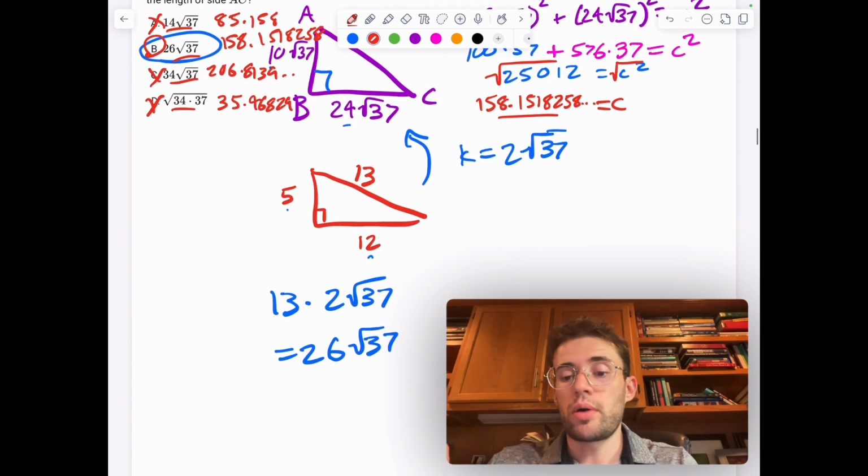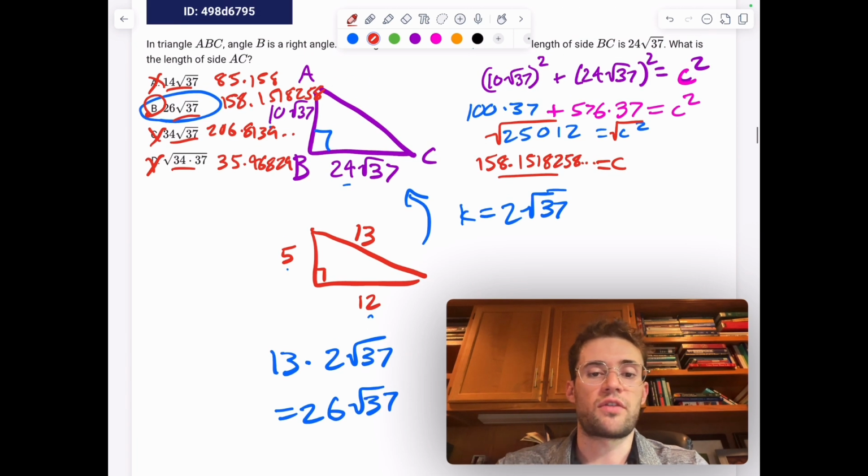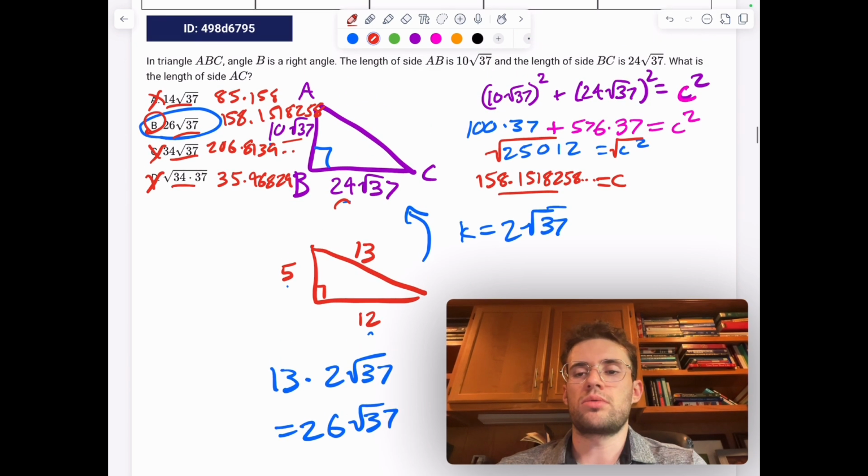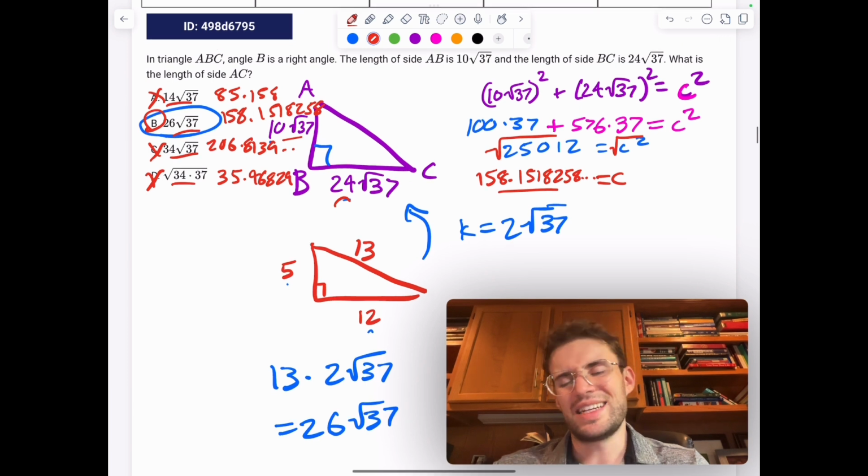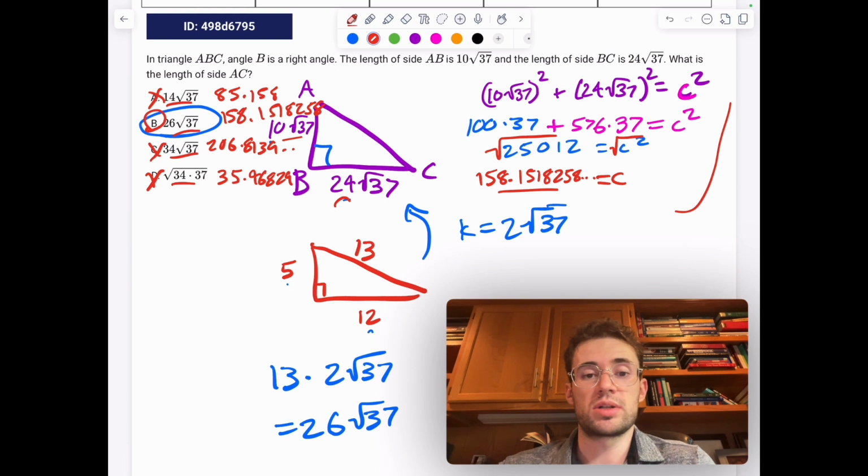I recommend knowing your Pythagorean triples, at least 3, 4, 5 and 5, 12, 13, and try to get yourself accustomed to recognizing when they're being scaled up. But again, when you don't know it, you just use the Pythagorean theorem. It does burn a decent bit more time because you could do this part almost instantaneously.